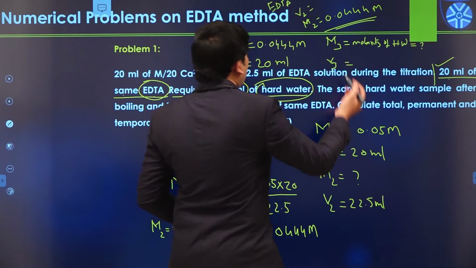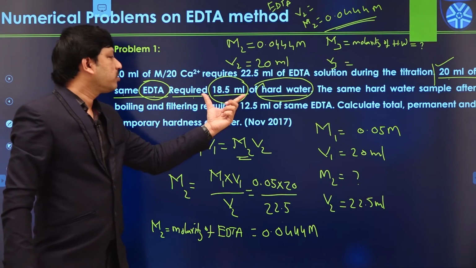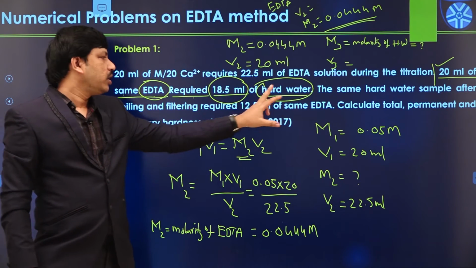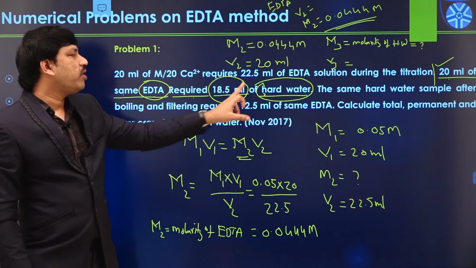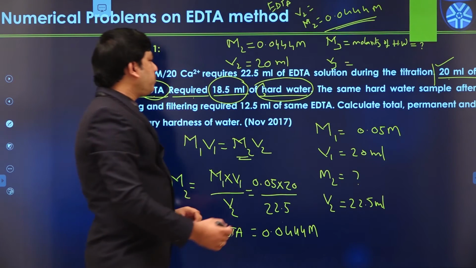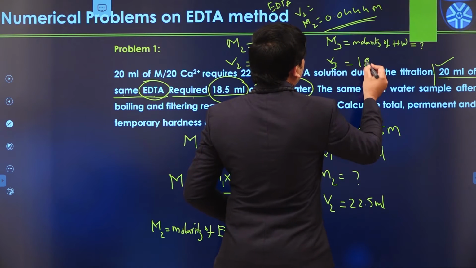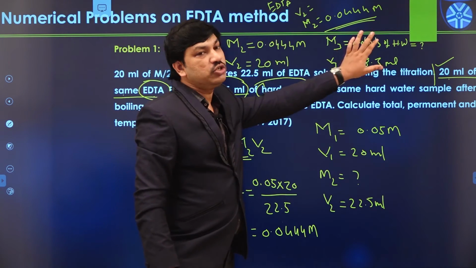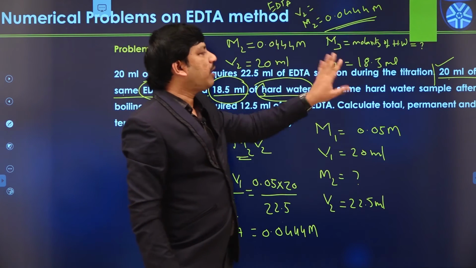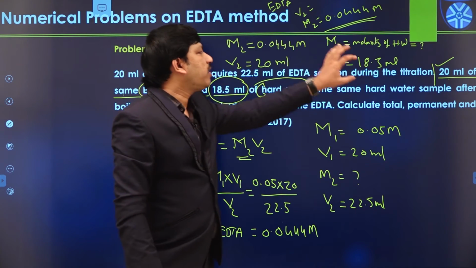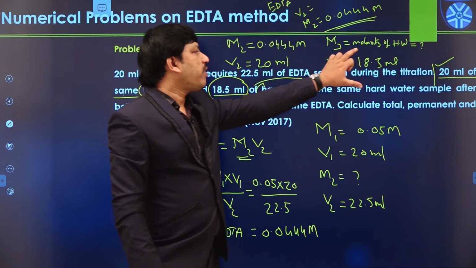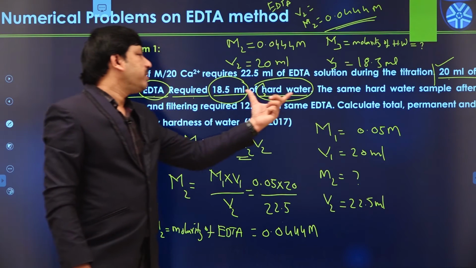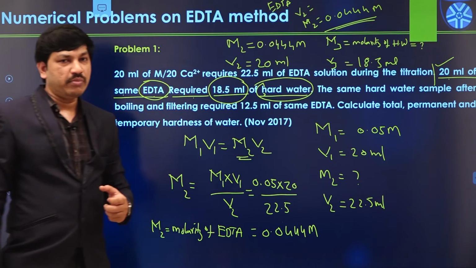And the V3 value: how much hard water sample is used? 18.5 ml of hard water is required. That means the V3 value is 18.5 ml here. So again we have this new data, M2 V2 values and M3 V3 values. From this data, what is missing? The M3 value is missing, so we have to determine the M3 value. Then we will be able to measure the hardness of the given water sample.